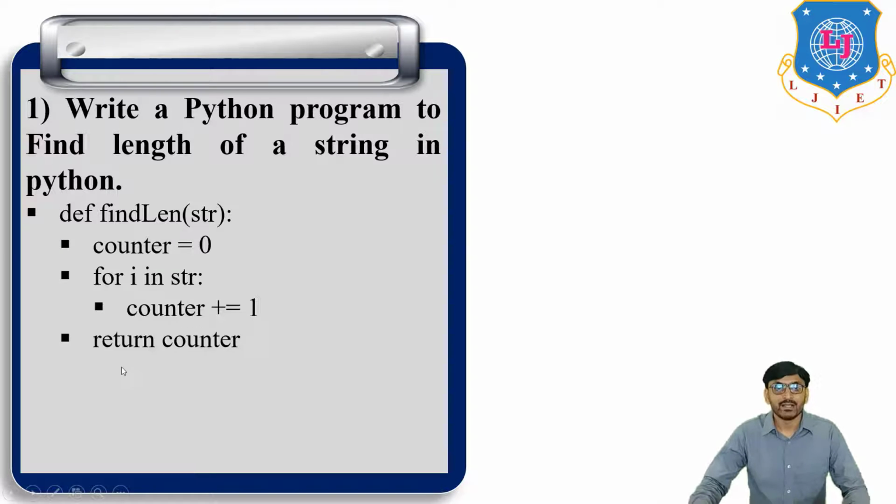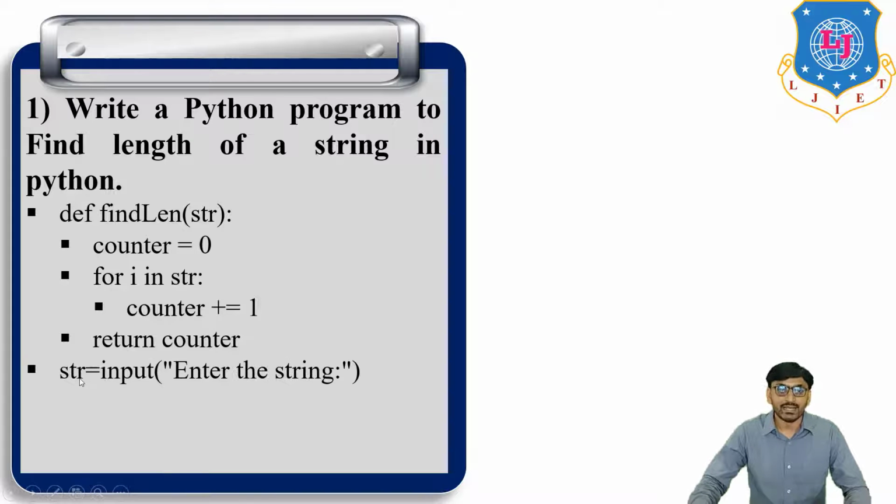Now then return counter. So after completion of this loop, the final value of counter, it may be 5, 6, 7, that is returned here. So this loop continues for every element of str, for first element, for second element, for third element, for every element. And the final value of counter is transferred here. It is returned by the function.